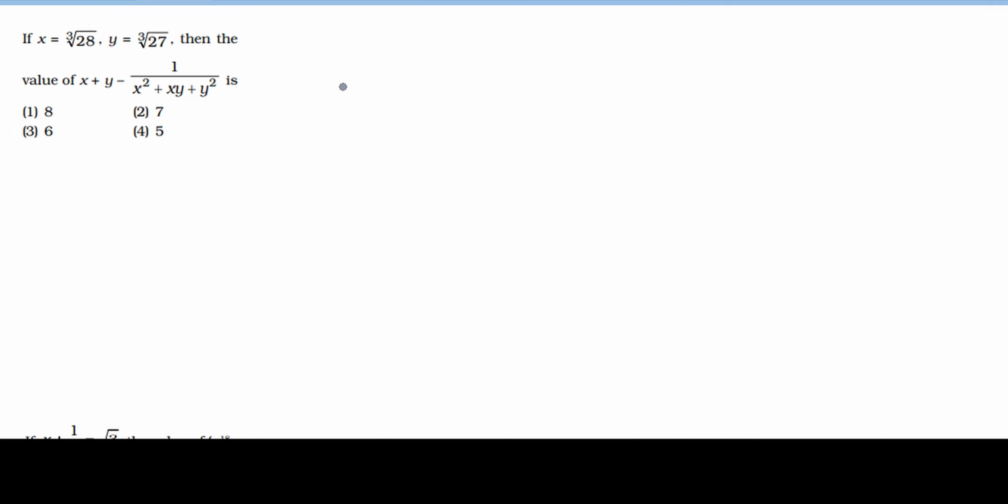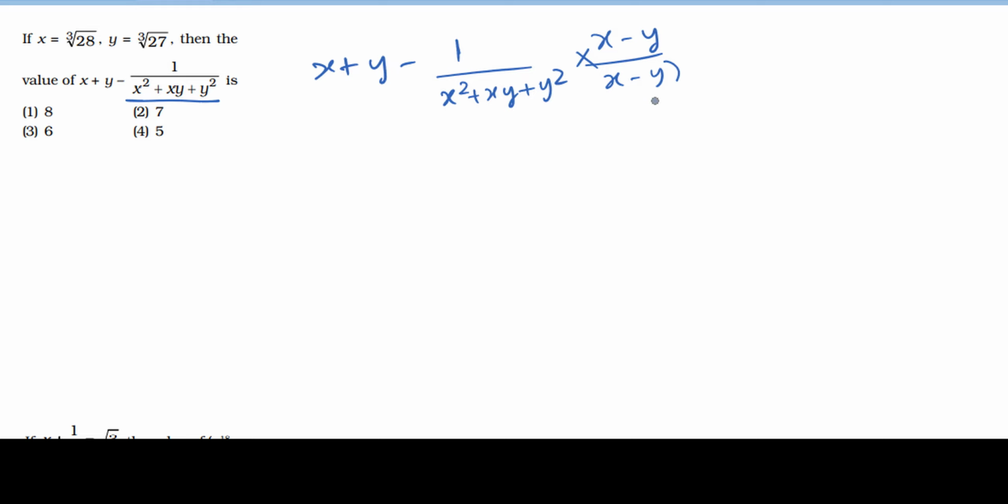x is cube root 28 and y is cube root 27, and then they are asking the value of this expression x plus y minus 1 by x square plus xy plus y square. This we know, if you multiply this by x minus y, we get x cube minus y cube, right? So let's do that first. x plus y minus 1 by x square plus xy plus y square into x minus y by x minus y.